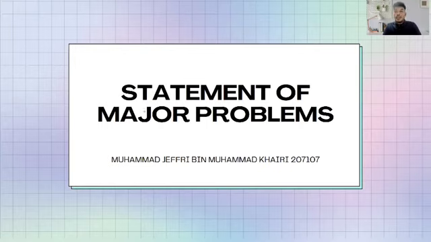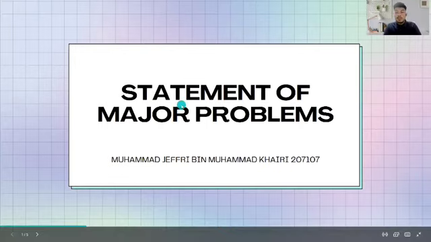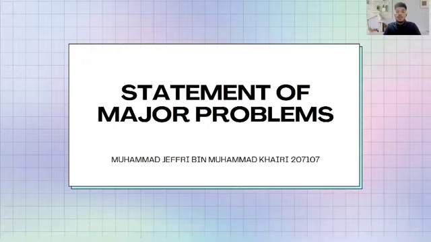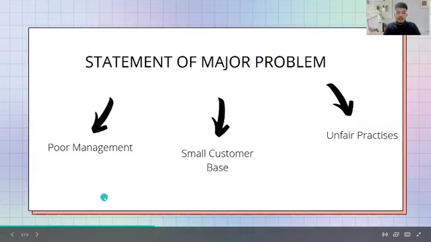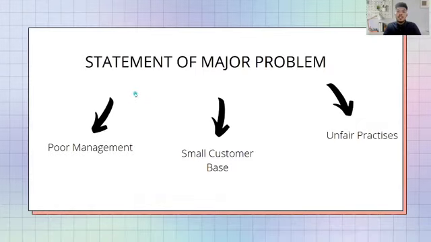Okay, hi, I'm Muhammad Jeffrey bin Muhammad Khairi and my matrix number is 207107. So today I will talk about statement of major problems. Statement of major problem in the study case we found three, that is poor management, small customer base, and unfair practices.